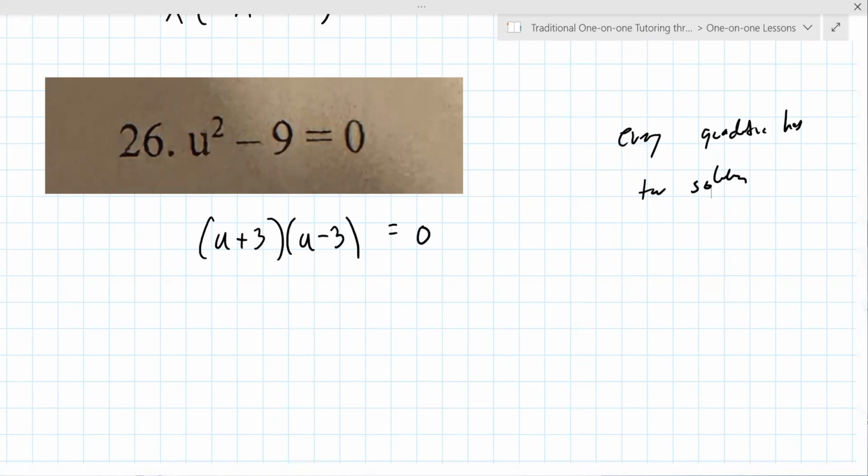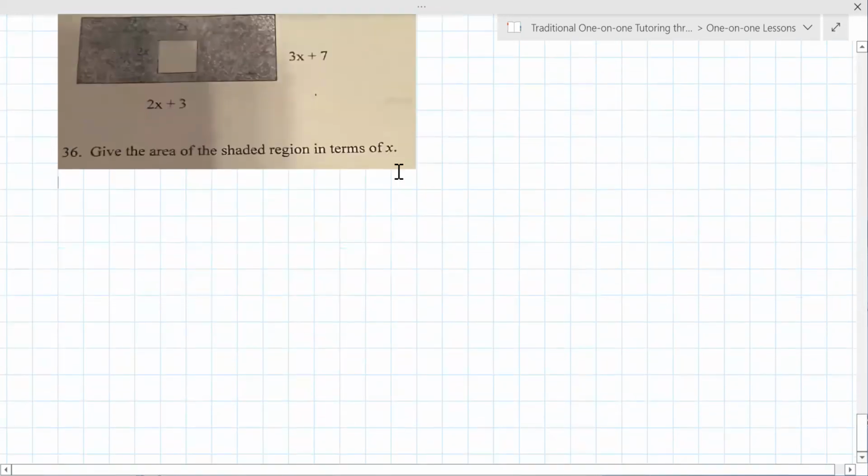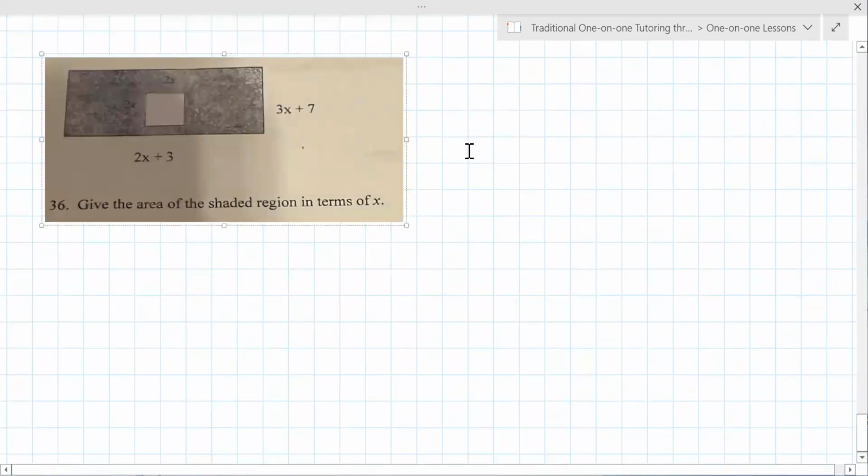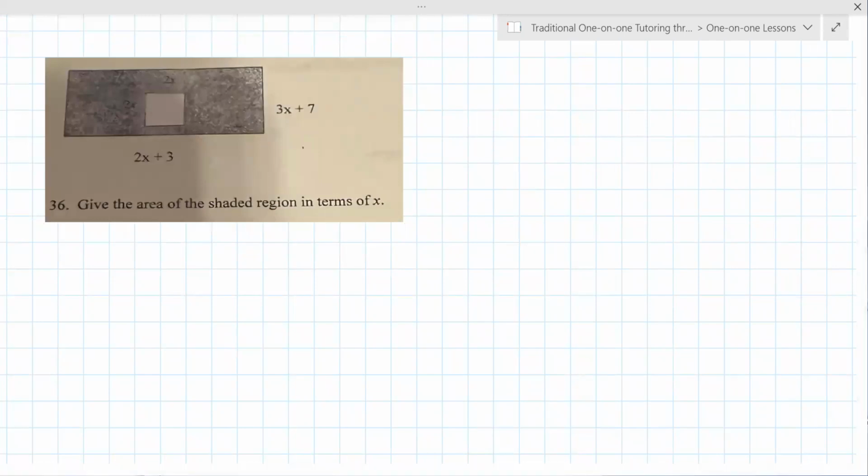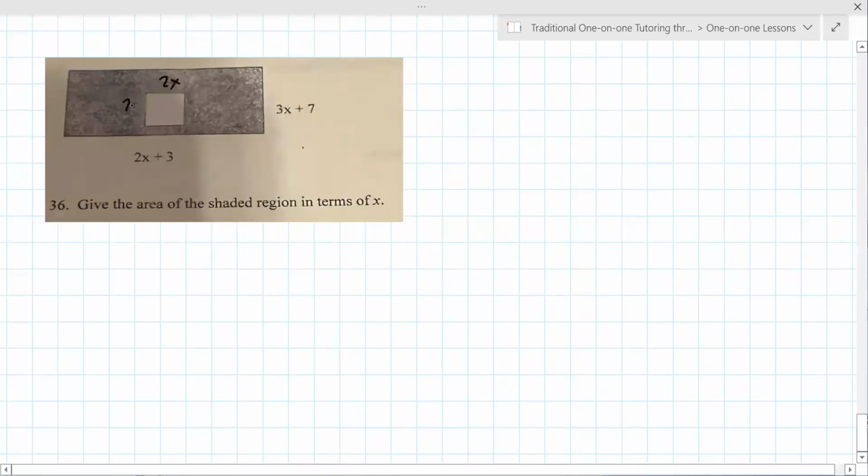Let's look at these word problems. We'll go through as many as we can in the time we've got left. I know word problems feel scary in some ways, but you just have to get them down into something that you already know how to do. So this one gives the area of the shaded region in terms of x.